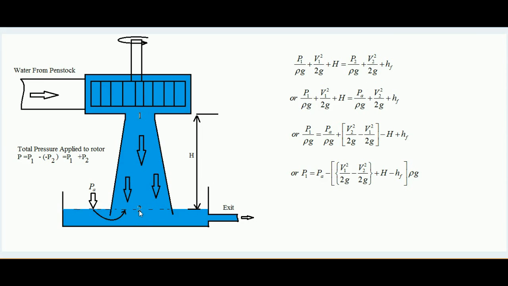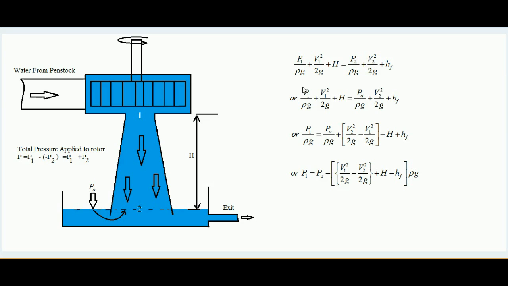Now at point 2, what is the pressure? Since this is the datum line, at the datum line over the outer water surface, the only pressure acting is atmospheric pressure. So that is what is acting over point 2, because the level is the same outside and inside. So PA is the pressure at point 2. So in place of P2 we can write PA.